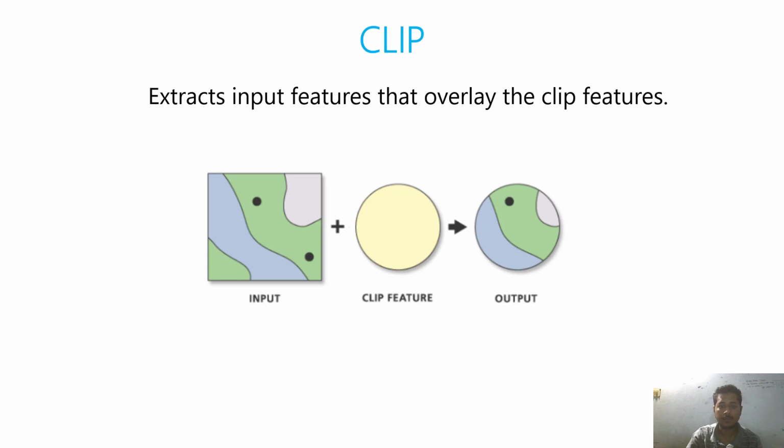Now we will see the clip tool. Simply, the clip tool extracts input features that overlay the clip features. Here in the figure we can see this is the input, a shapefile, and this is our clip features. If we clip the input, we will find our output here. Now we will see the clip tool in ArcMap.